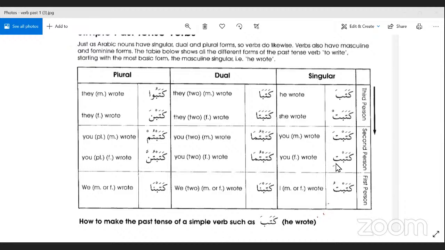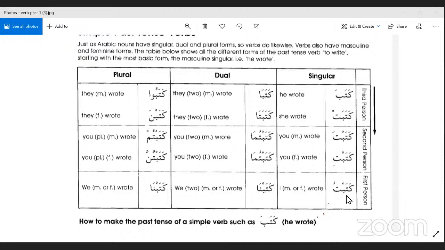And it's for second person, so the translation will be you, plural, feminine wrote, female wrote. Okay, one second. Before you do the first person: for the first person, you have singular, and for the dual and plural, there's one form. So there's no need to say it separately, just say katabna, that's it. It covers the dual and the plural as well. And the plural, yes. Okay.